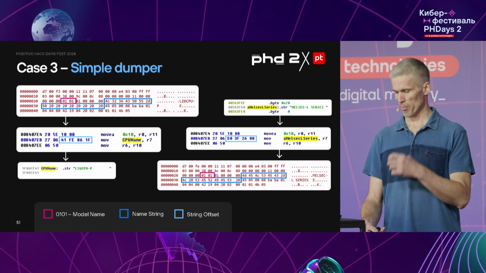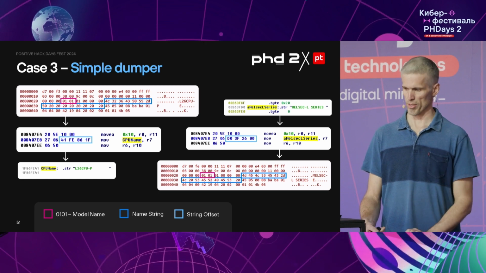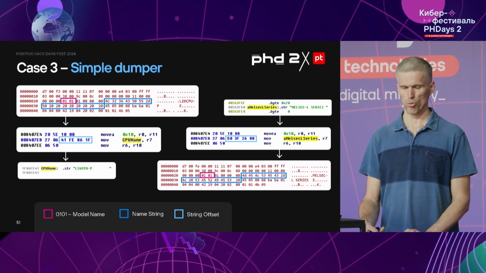And if you send the same command 0101 model name, you're not going to get the line with the name, but rather the line with the series. So you can download the entire firmware in pieces of 16 bytes. In certain cases, this is the only way to download the entire firmware.